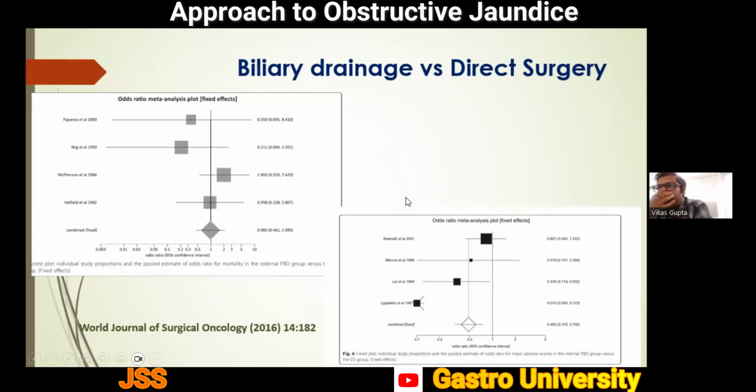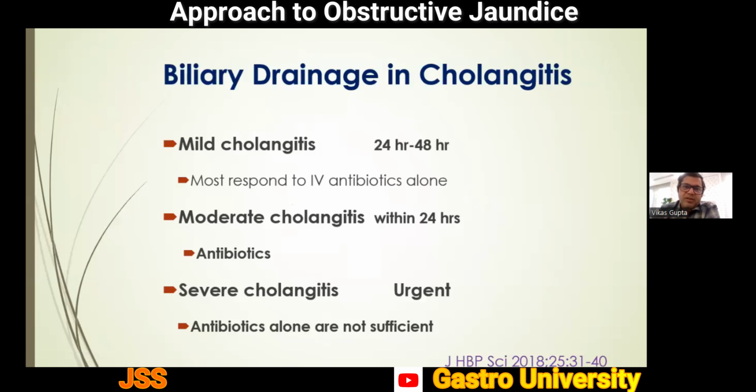However, the problem in this meta-analysis is that there is only one randomized trial, conducted by the Netherlands group in 2010, a multicentric randomized trial where they showed the same thing. The rest of the studies are retrospective and prospective. There are no other randomized studies. But again, the crux is that if the patient is not in cholangitis and bilirubin is not very high, we can go ahead with direct surgery if we are dealing with a patient with a lower bile duct block.